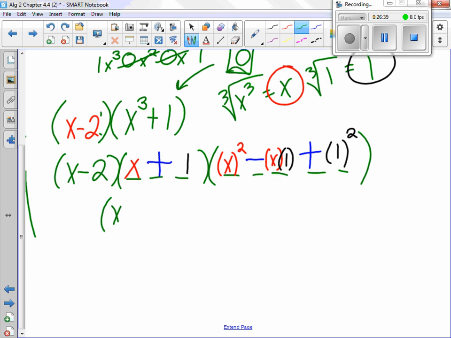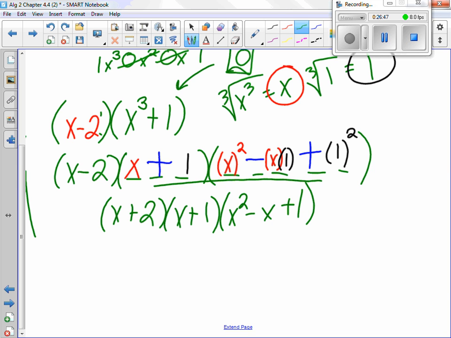We can simplify this a little bit, so we'd have x plus 2 times x plus 1 times x squared minus x plus 1. And that's it.